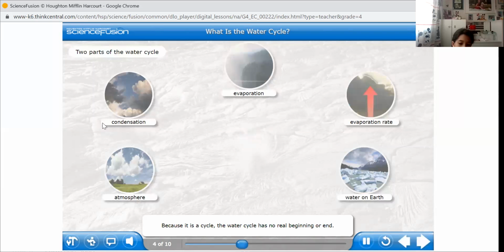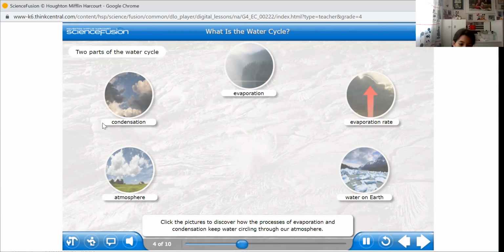Because it is a cycle, the water cycle has no real beginning or end. But let's pick a part of the cycle and begin our exploration there. Click the pictures to discover how the processes of evaporation and condensation keep water circling through our atmosphere.